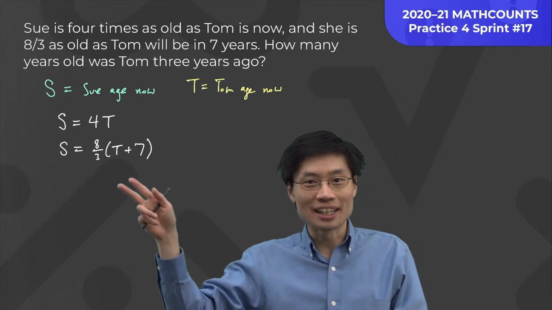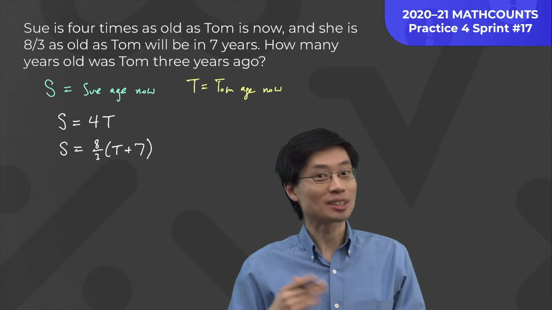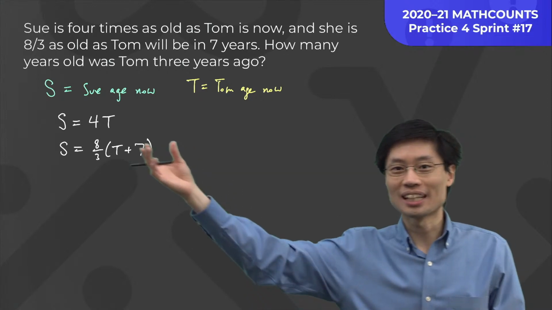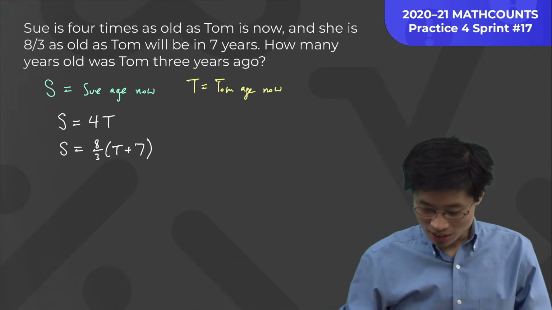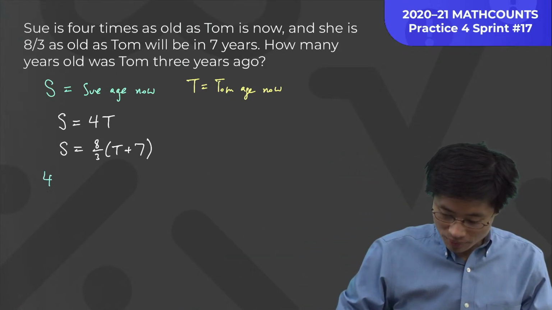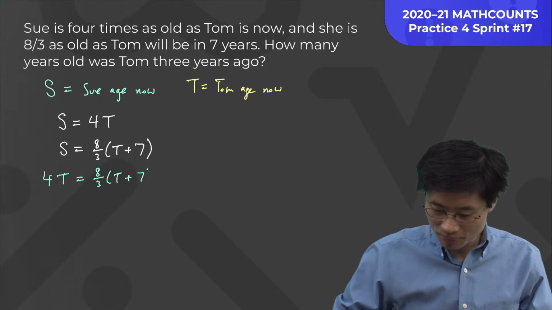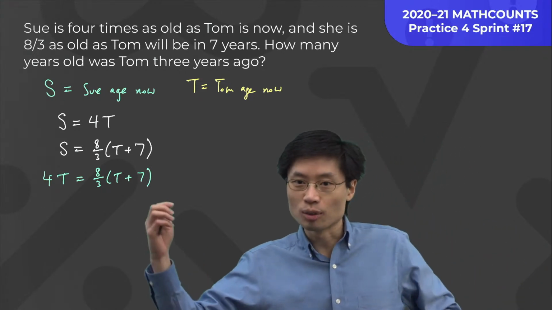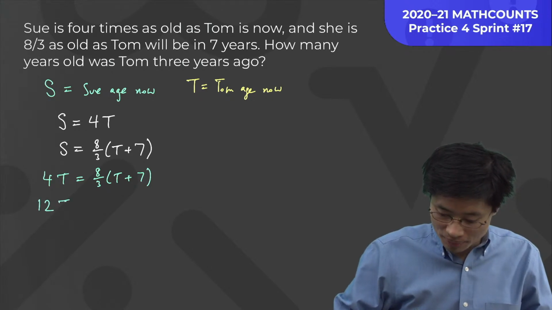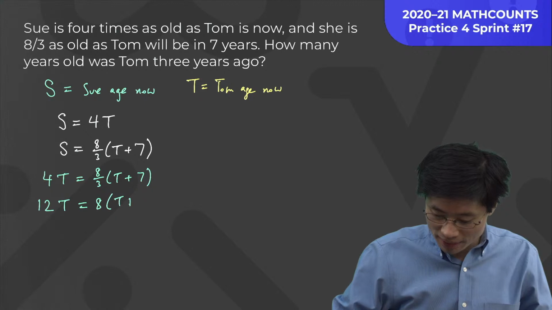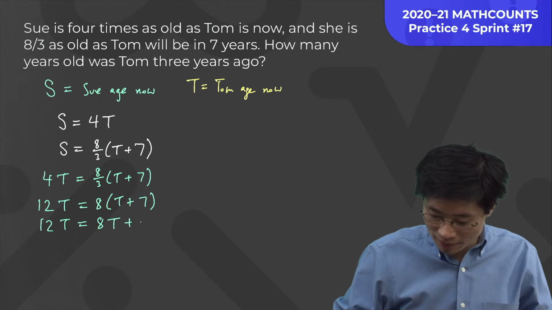I like this. The reason I like this is because I basically need to know T. Can I get rid of S somehow? I can, by substitution, because they're both equal to S. So I just set these equal to each other, because 4T is S, which is this. So now I have that 4T is equal to 8/3 times (T plus 7). I think the cleanest way to deal with this is to multiply out that 3. So I multiply both sides by 3. 12T is equal to 8 times (T plus 7). Now open the bracket. 12T is equal to 8T plus 8 times 7, which is 56.